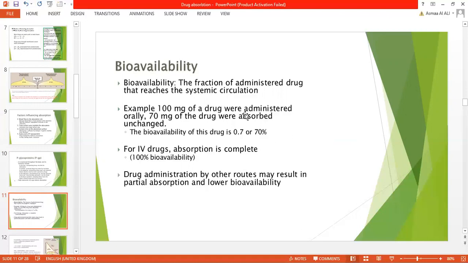Determining bioavailability is important for calculating drug dosage. For non-intravenous routes of administration, the route by which a drug is administered, as well as the chemical and physical properties of the agent, will affect the bioavailability. For an IV drug, absorption is complete. That means 100% bioavailability.